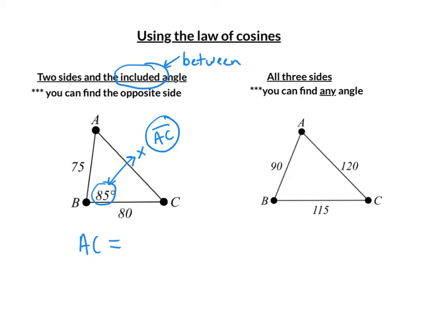The second case is if you have all three sides, you can find any angle you want. So down here, I have all three sides on the right. I can find the measure of angle A, I can find the measure of angle B, I can find the measure of angle C. Any of those work. So these are the two cases. If you have two sides and the included angle, you can find the opposite side. If you have all three sides, you can find any angle.